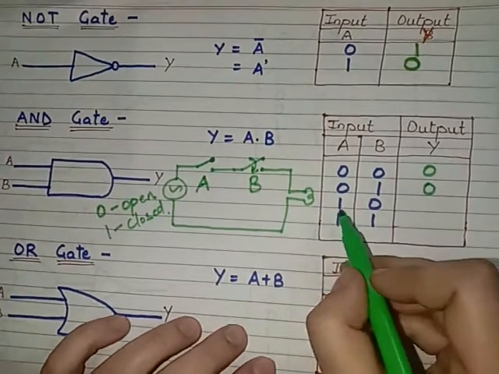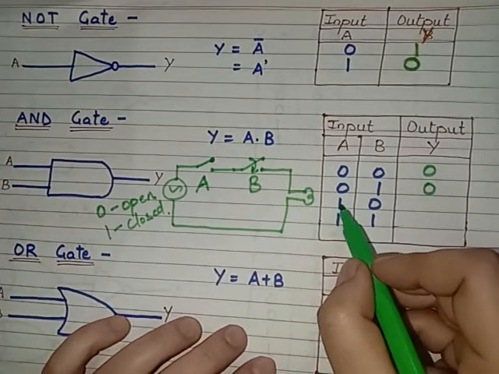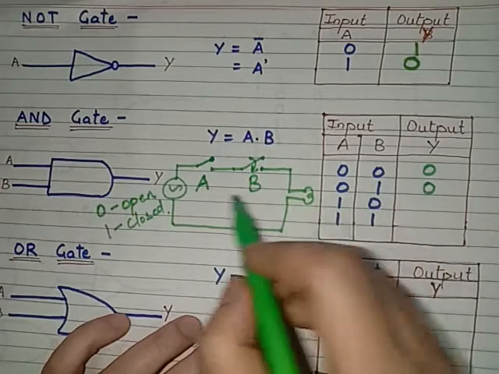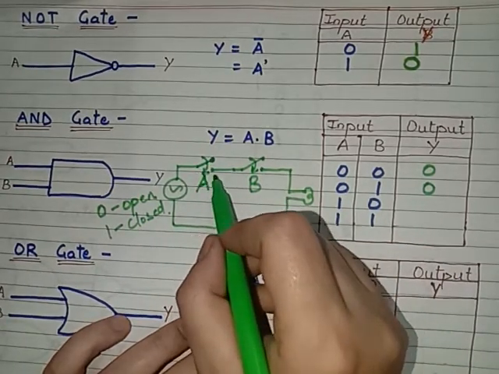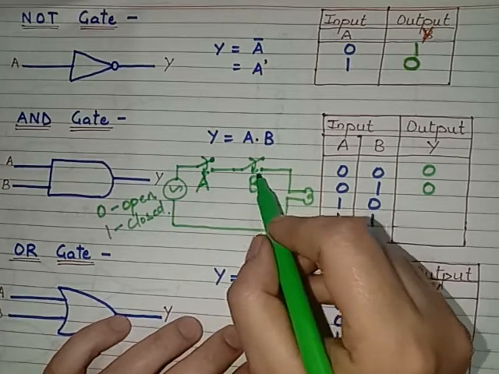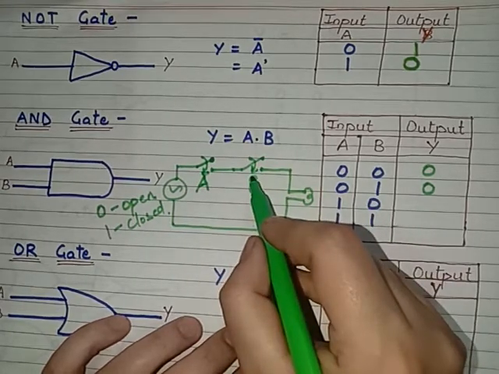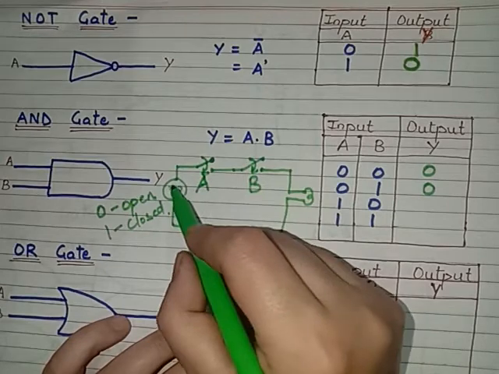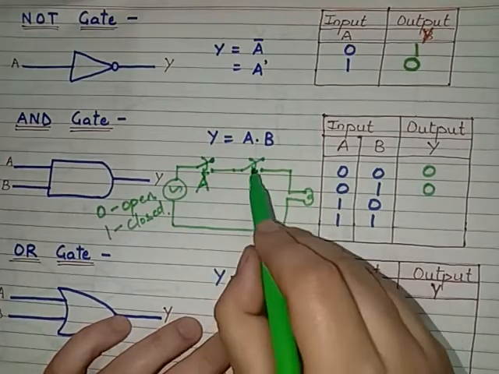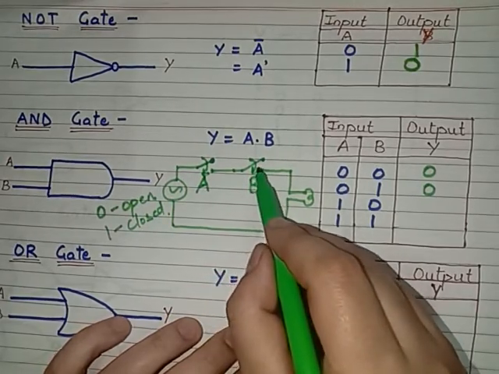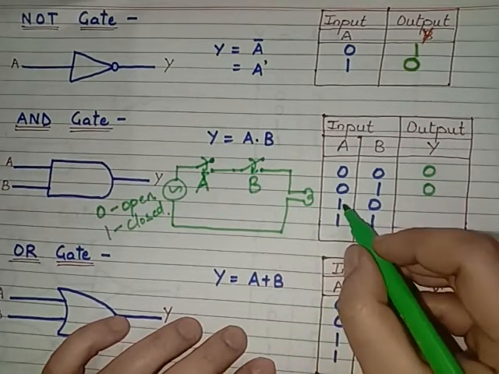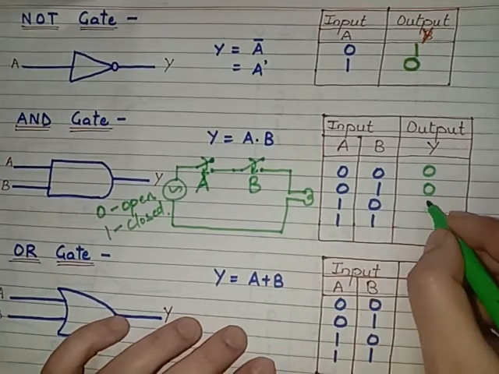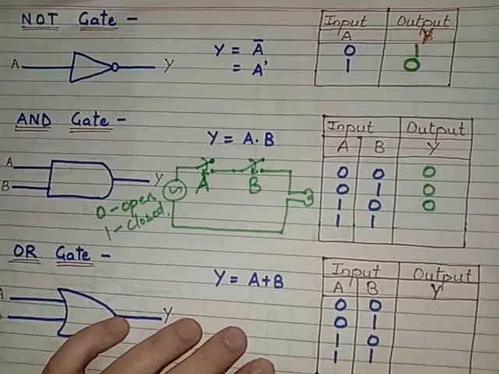And considering the third case, A is equal to 1 and B is equal to 0, that means now we are switching the A switch closed, and this is still open because B is equal to 0, so B is open. That means the circuit is still not completed because there is a connection loss in the B switch. So the bulb will not glow. That means if A is equal to 1, B is equal to 0, then the output is still 0.